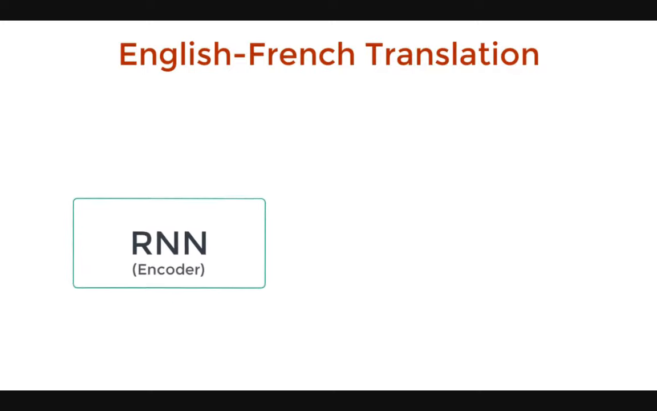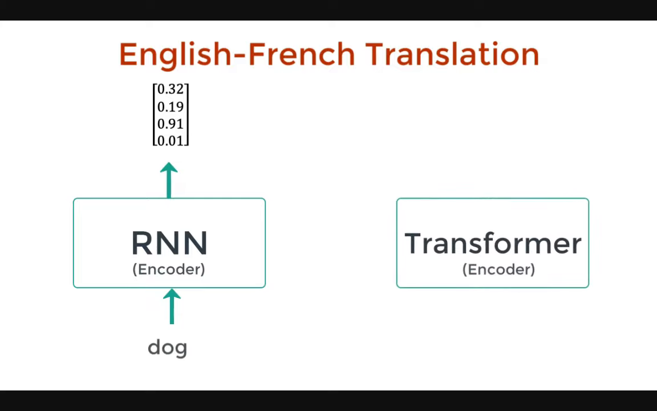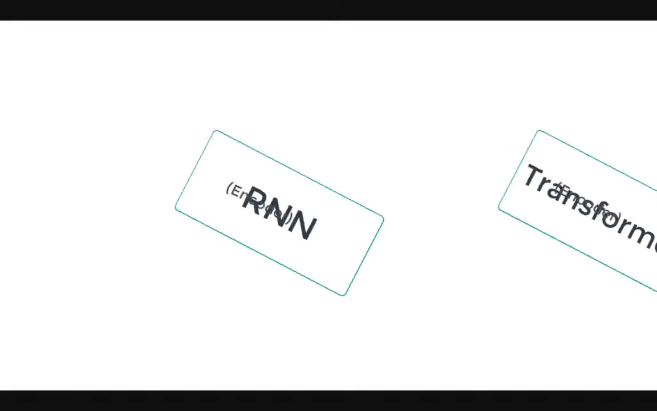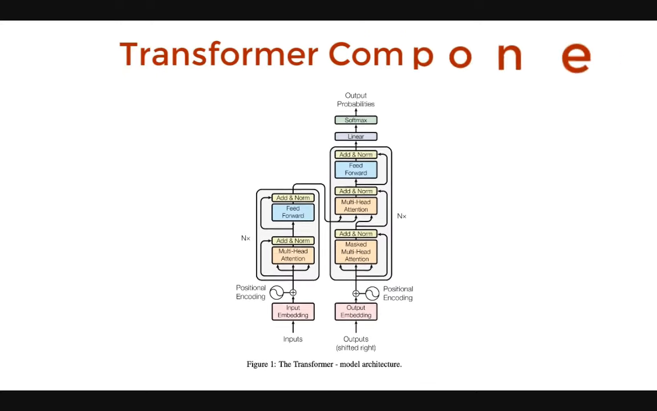With an RNN encoder, we pass an input English sentence one word after the other. The current word's hidden state has dependencies in the previous word's hidden state. The word embeddings are generated one time step at a time. With a transformer encoder, on the other hand, there is no concept of time step for the input. We pass in all the words of the sentence simultaneously and determine the word embeddings simultaneously. So, how is it doing this? Let's pick apart the transformer architecture.